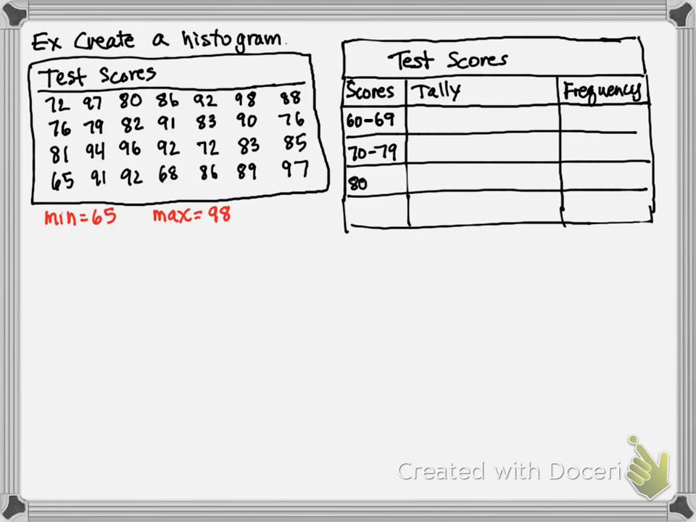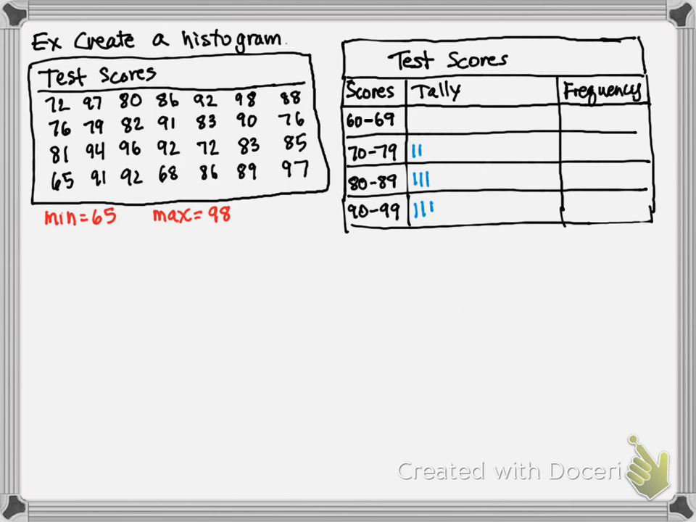We've got 80 to 89, and we have 90 to 99. Okay, so this is how the tally marks work. As I just read the numbers from the list, I make tally marks. 72, 97, 80, 86, 92, 98, 88. So that's the first row.